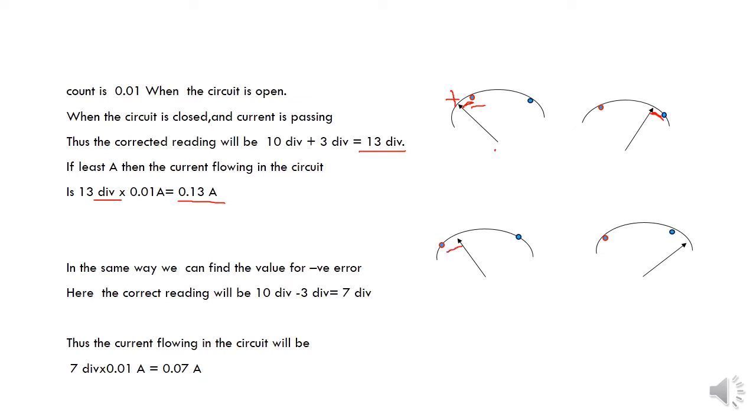This is 0 and the pointer is on the right side of the 0. So this much it is showing extra from the 0. So when the pointer shows, it is showing this much extra from the actual value. So this much has to be subtracted. That is 10 minus 3, that is 7 divisions, and this gives you the actual value, which is 0.07 ampere. So in this way we are able to find the positive error and negative error, and then the correct measurement from the devices.